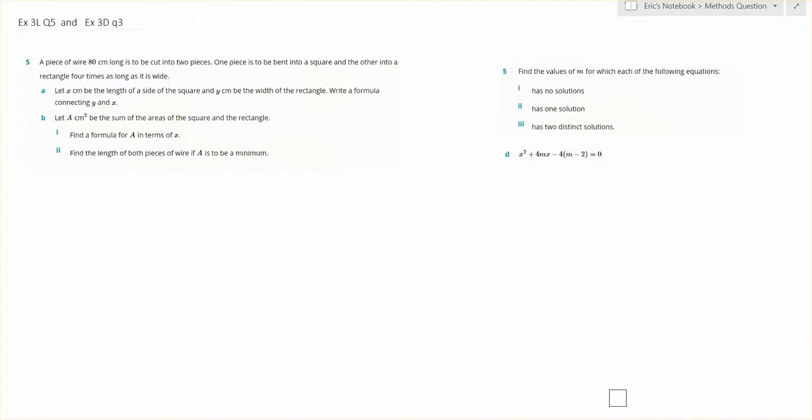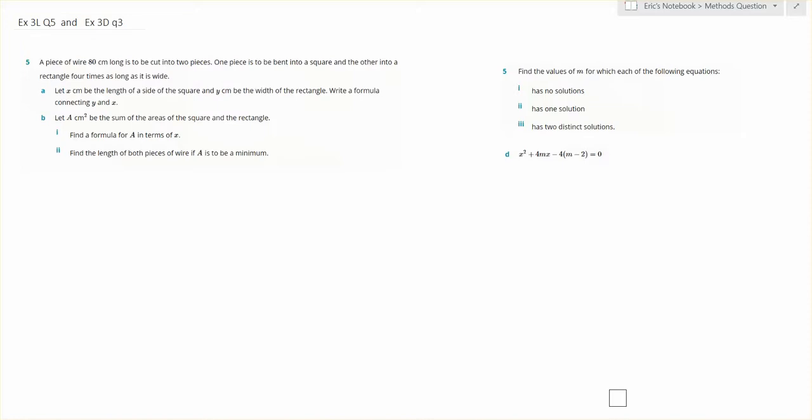This is for Year 11 Methods, exercise 3L question 5 and exercise 3D question 3. In this situation, we've got a piece of wire which is 80 centimeters long and it's cut into two pieces. One piece is to be bent into a square and the other into a rectangle four times as long as it is wide.